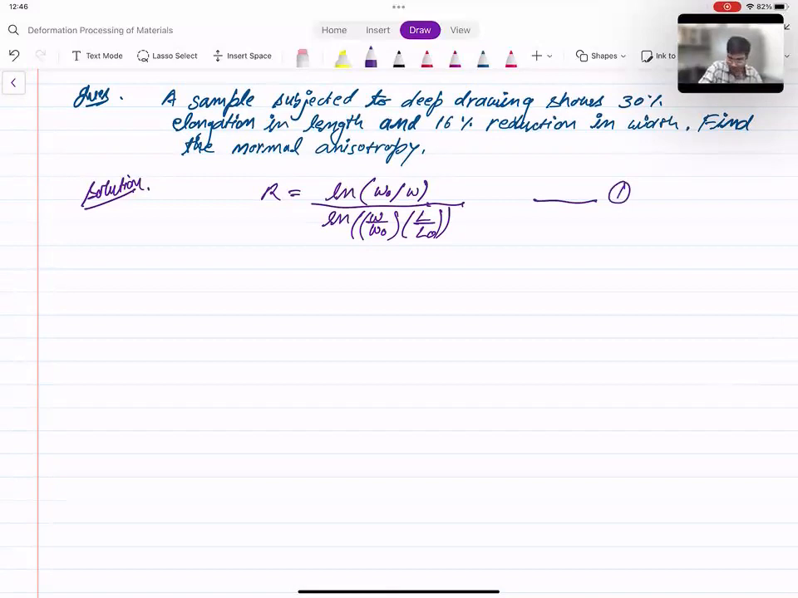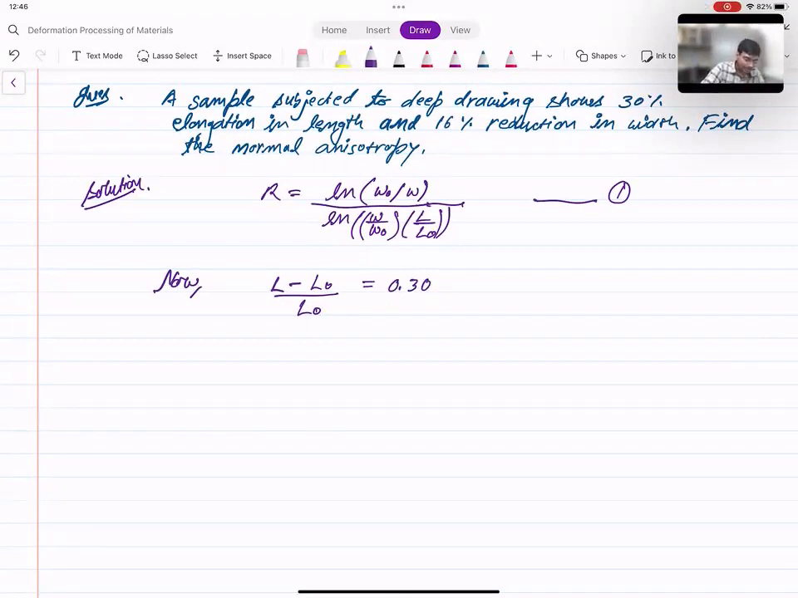Sorry. Okay, so 30% elongation. Elongation means the final length will be higher. So how can we write it? It will be final length minus initial length over initial length, and this is given to us as 30%. So in fractions it will be 0.30.